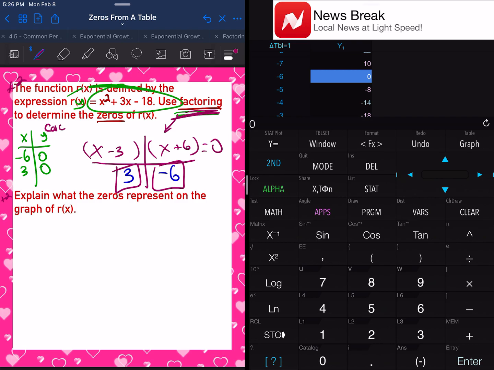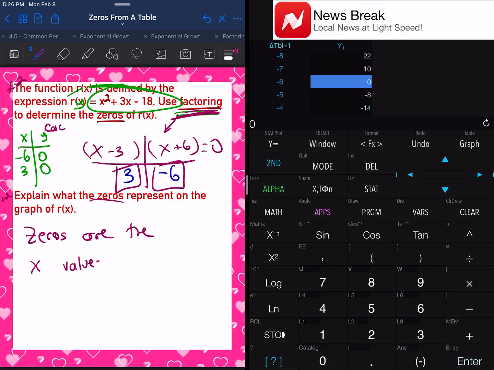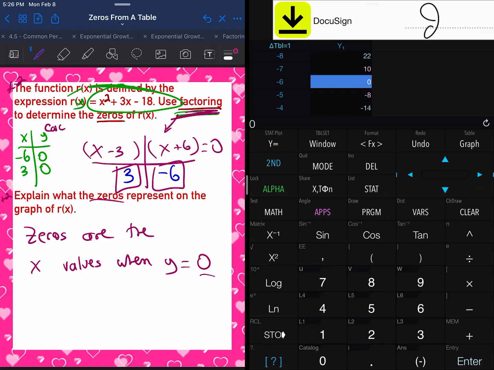For another 2 points, explain what the zeros represent. This is super easy. So we could say zeros are the x values when y equals 0. That is the trick here. I know I used a symbol in that sentence. That's okay. It's a math class.